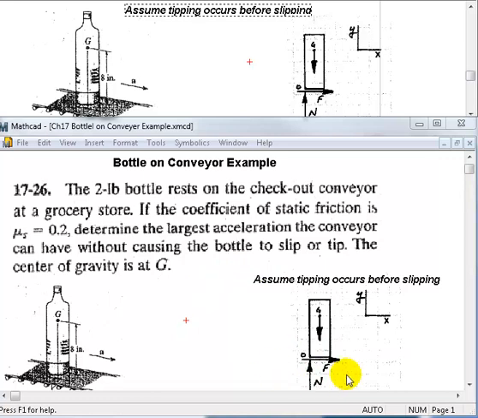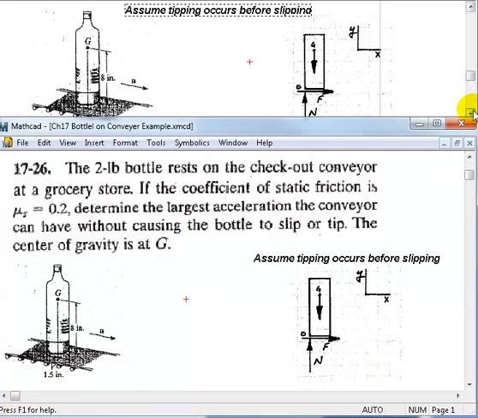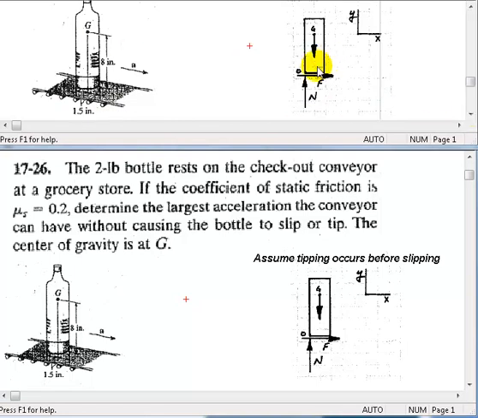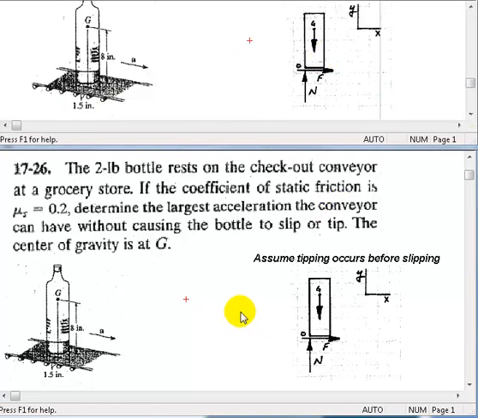We're going to calculate how much friction force is necessary to cause that to happen, and then we'll see if we have enough friction force for our assumption of tipping first to be true. We could have assumed slipping first, and in either case we'd have to come back and check our answer. Okay, so moving forward and looking at the equations and keeping this picture and free body diagram handy.